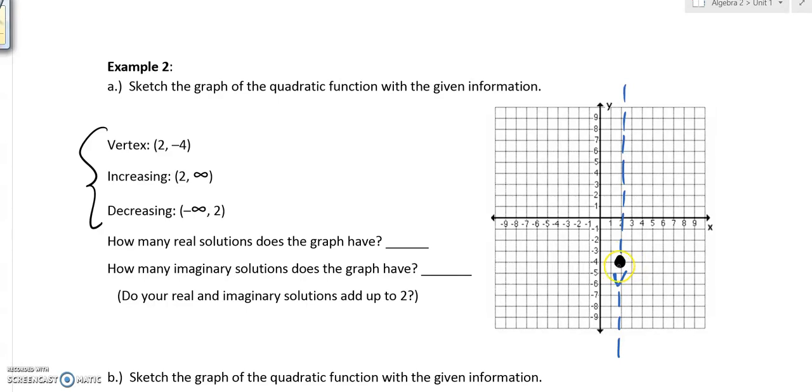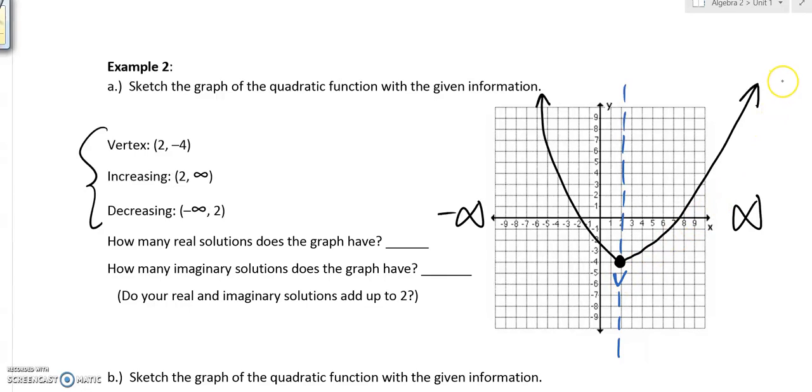Now, from the vertex, the next piece of information says it is increasing from positive 2 to infinity. And if you want to write infinity on the right, negative infinity on the left, that might help you out. It is increasing from 2 to positive infinity, so it's going up to the right. Then the other piece says that it's decreasing from negative infinity to 2. So my other side is going down until it hits my vertex, and then it's increasing the other direction. So we just formed our parabola.